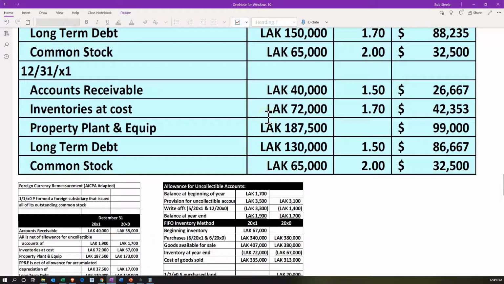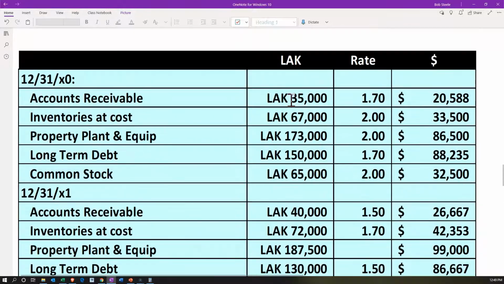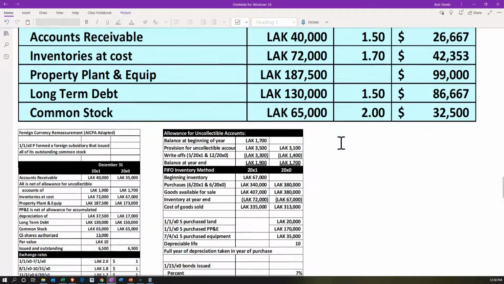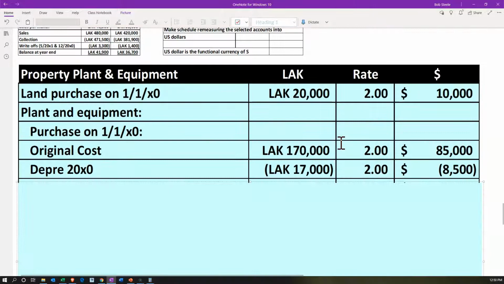So when we're thinking about our conversion rates up here, for example, year 1, we had the property, plant, and equipment net of the accumulated depreciation, and then we just had to multiply that times the 1 rate. So you can think about those broken out in 2 accounts too, if you so choose. Here, we're going to have to apply the rate for the original cost and the depreciation.